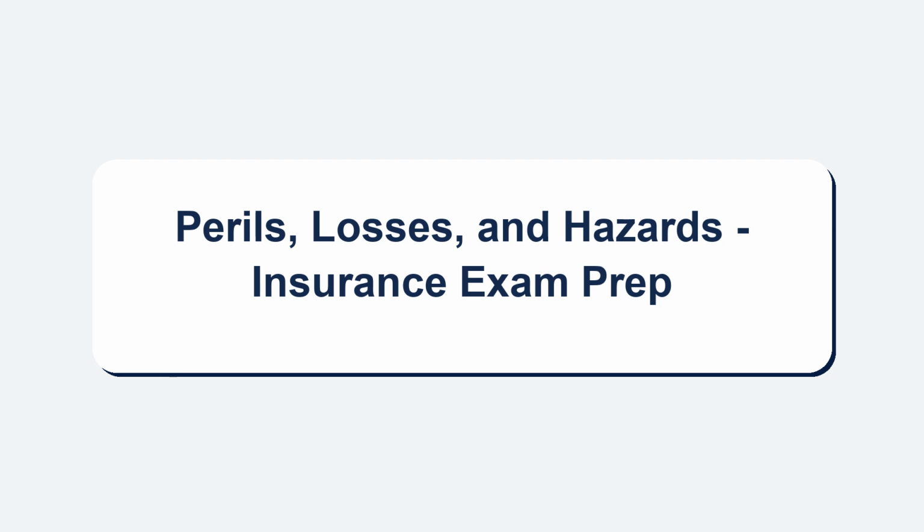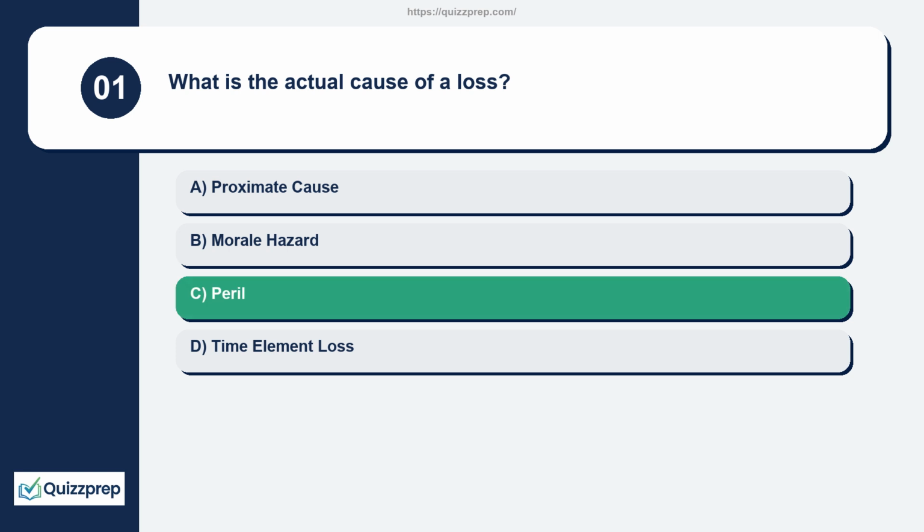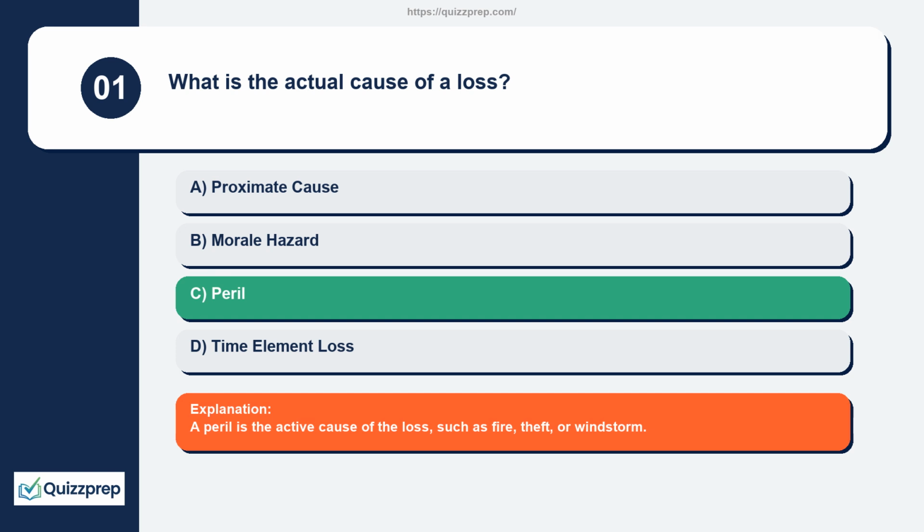Perils, Losses, and Hazards Insurance Exam Prep. Question 1. What is the actual cause of a loss? Proximate cause, moral hazard, peril, time element loss. A peril is the active cause of the loss, such as fire, theft, or windstorm.